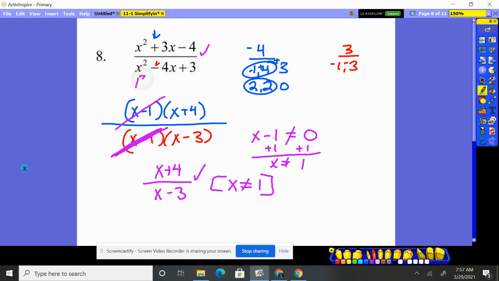And I'll prove it. 1 squared minus 4 times 1 plus 3. 1 squared is 1 minus 4, negative 3 plus 3, 0. You can't have that happen. Okay, so there's problem 8. That's what you should write as your answer.